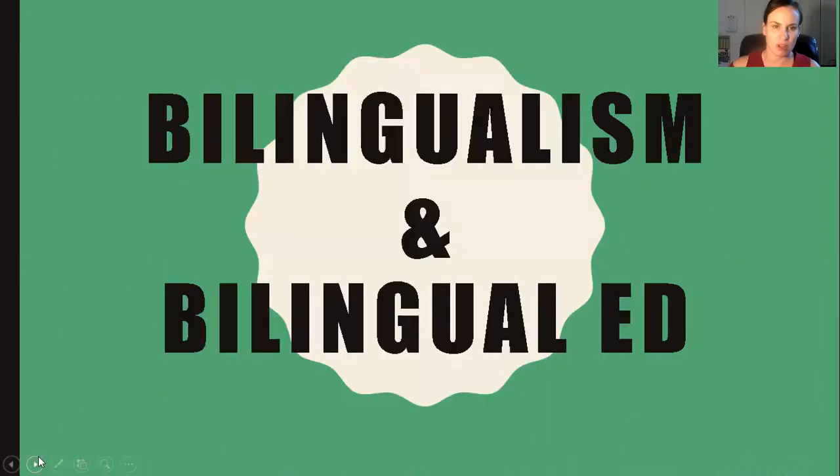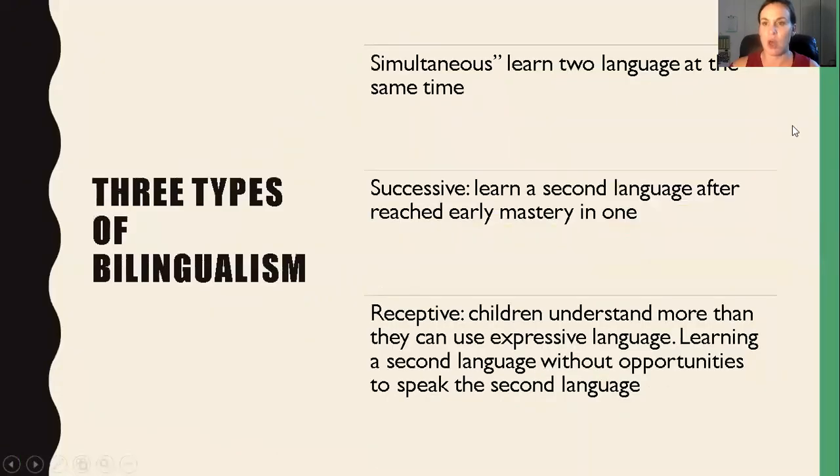So I want to jump to bilingualism and bilingual education. I do want to talk about the three types of bilingualism. There's simultaneous, successive, and receptive bilingualism. If this is interesting to you or you want to know more about it, there is so much to know about bilingualism, how children become bilingual, and bilingual education. This is like the top of the iceberg.